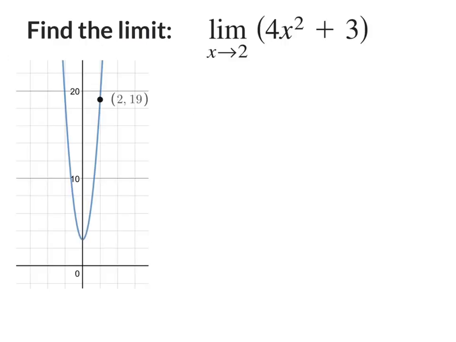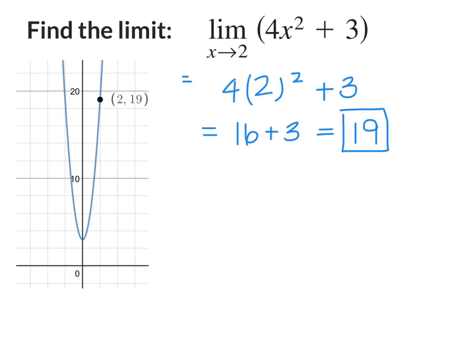So let's jump into some examples. So let's find the limit of 4x squared plus 3 as x approaches 2. Something to note here is that there's not a denominator and there's not really a restriction or something that x can't be. So what I use in those cases is what we call direct substitution. And what that looks like here is plugging 2 in for x and ending up with 19, which is actually the output when I input 2 into my graph of this polynomial. So our limit here is 19.